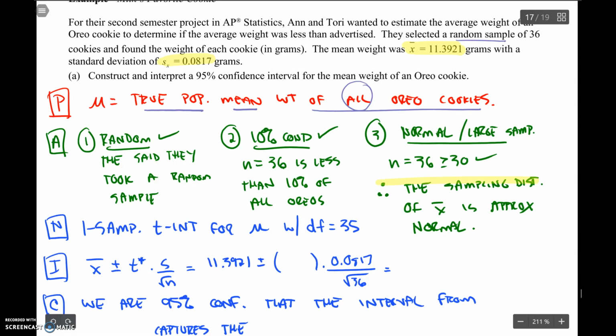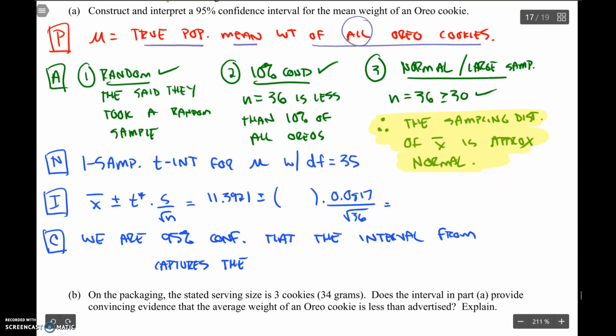Again, probably one of the most commonly missed things is not being able to construct this, either refusing to put it down or screwing it up, I guess. Right, so the assumptions check. N, name the test. This is a one sample t interval for mu with degrees of freedom equal to 35. This is the name of the test. You need to say the degrees of freedom somewhere in the paper, anywhere in the paper.